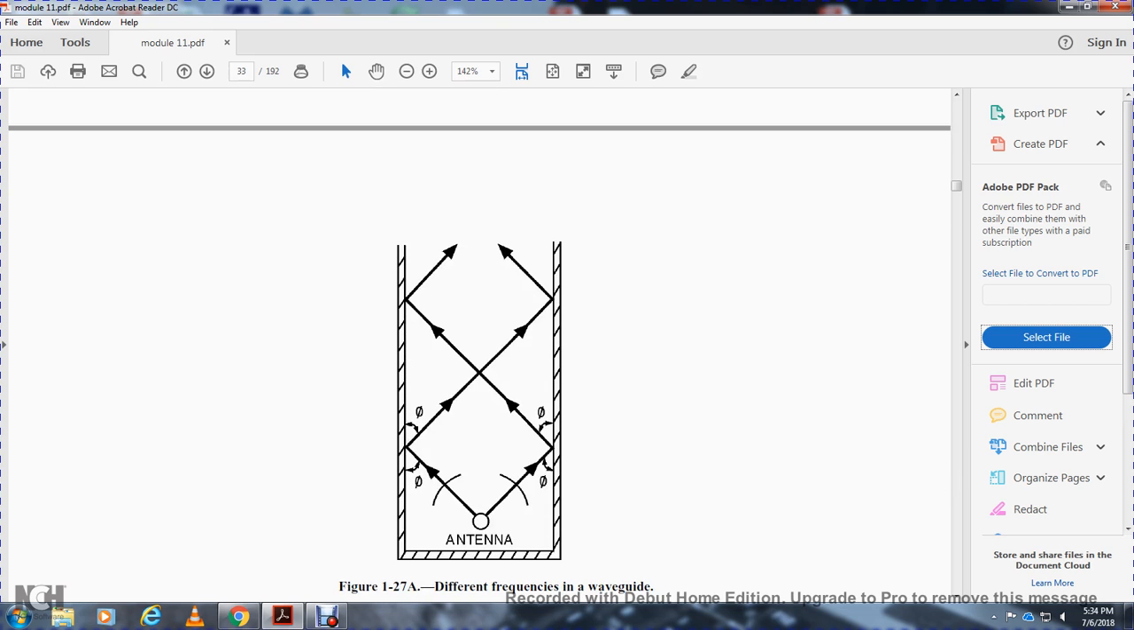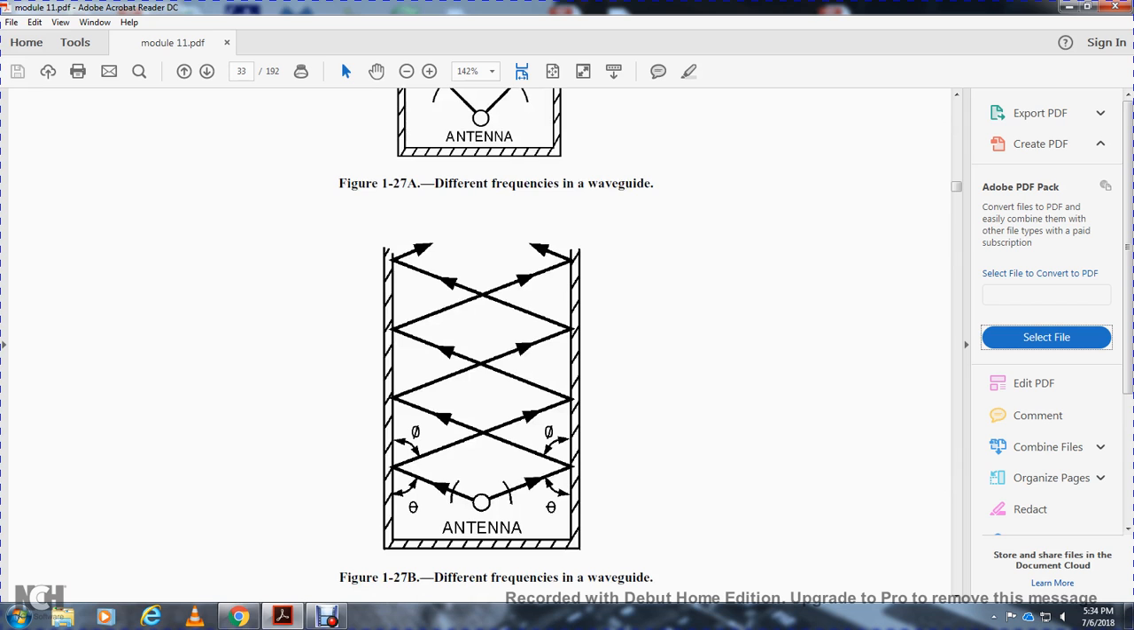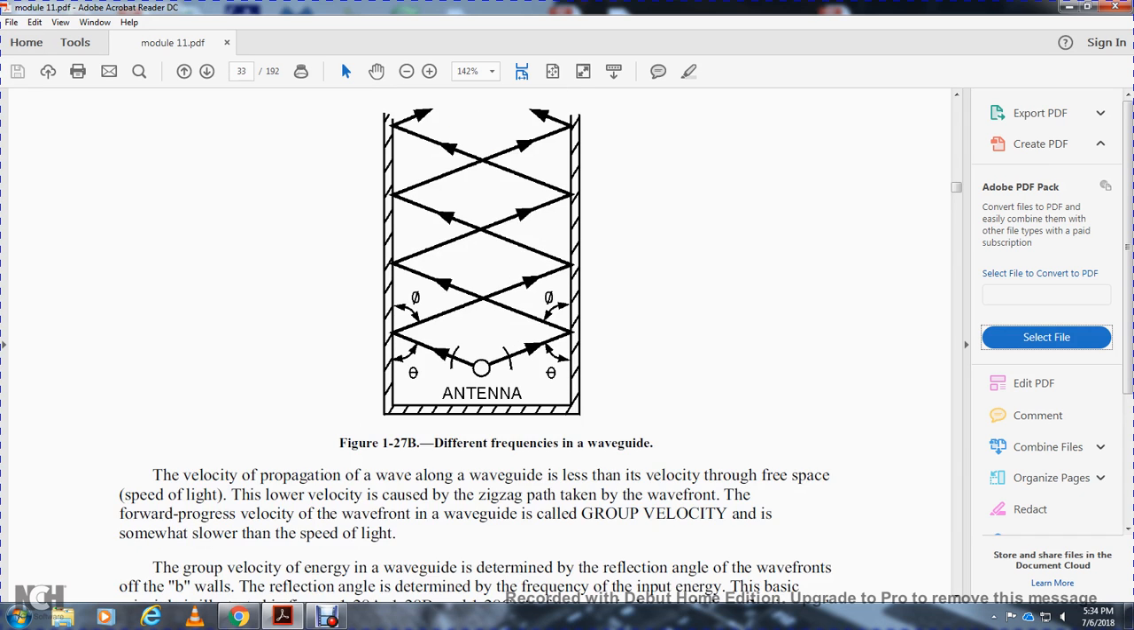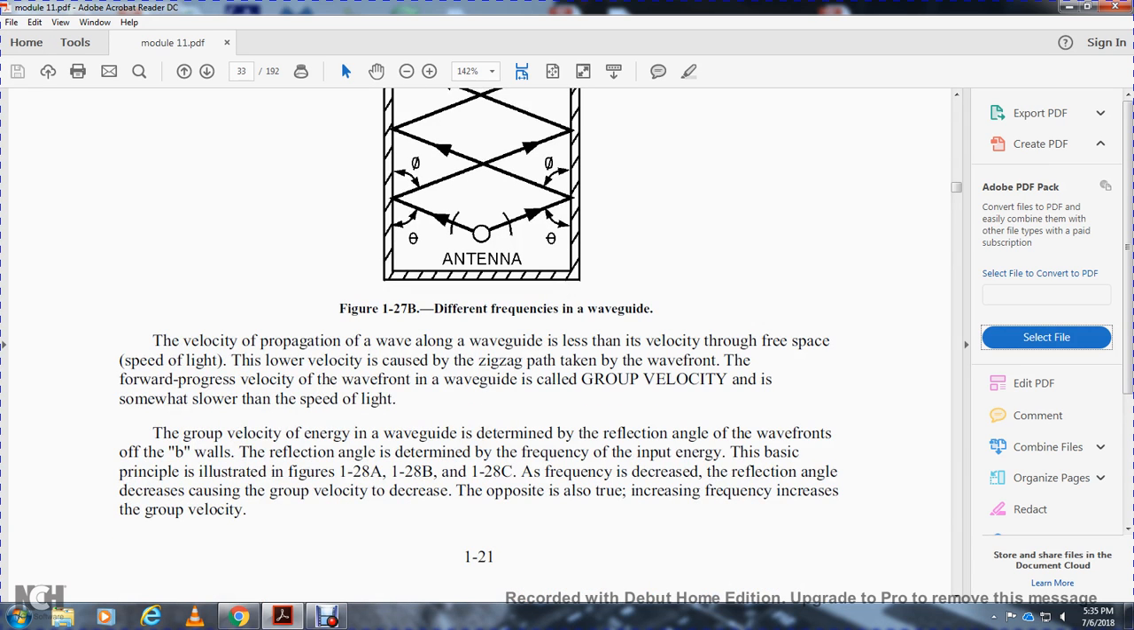Figure 127 shows different frequencies in the waveguide. The velocity of the propagating wave along the waveguide is less than the velocity in free space, which is the speed of light. The lower velocity results from the zigzag path taken by the wavefront along the waveguide. The group velocity of the wavefront in the waveguide is somewhat slower than the speed of light.